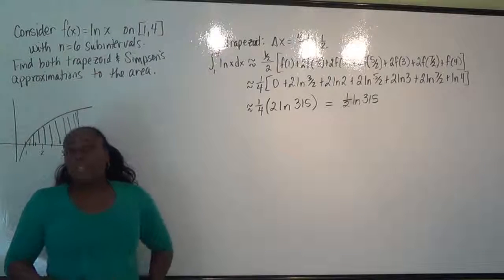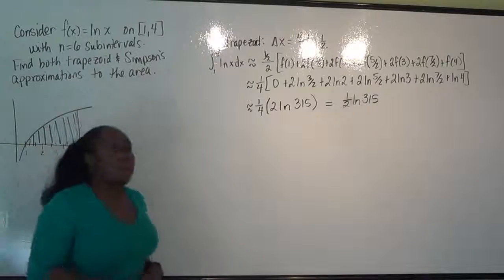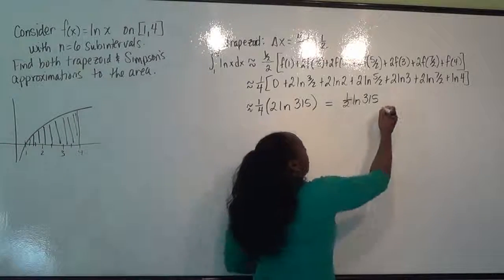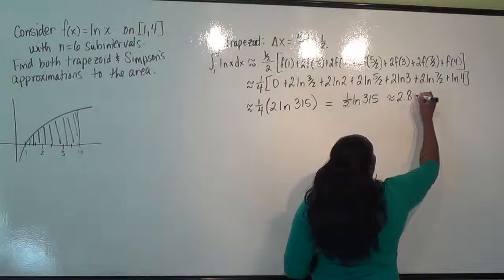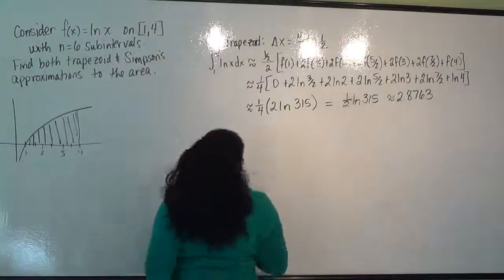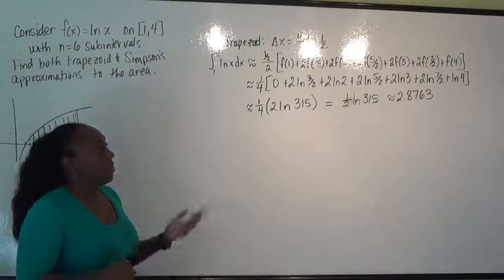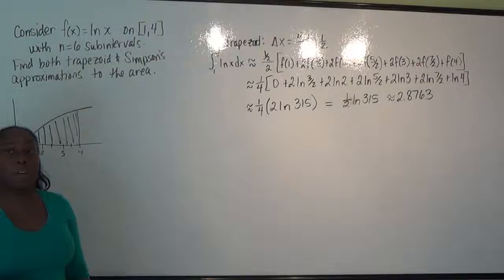For something like this, you can get an approximation with your decimal. Definitely for problems in WebAssign, you're going to want to do that. So our decimal approximation for this is about 2.8763. I'll just round it to 4 decimal places. Then we can do the same thing with our Simpson's rule. So there's our approximation for the area under the curve.